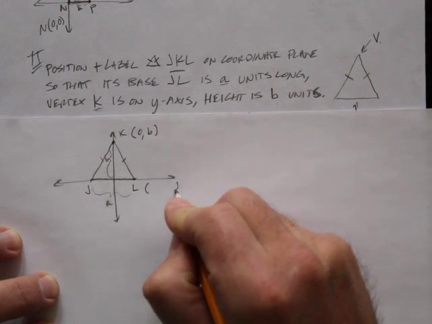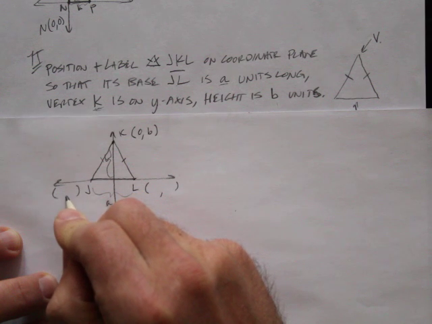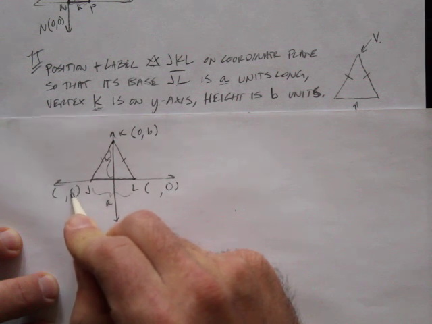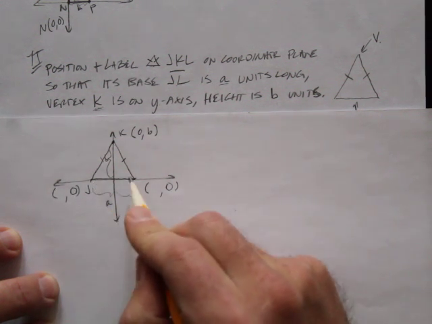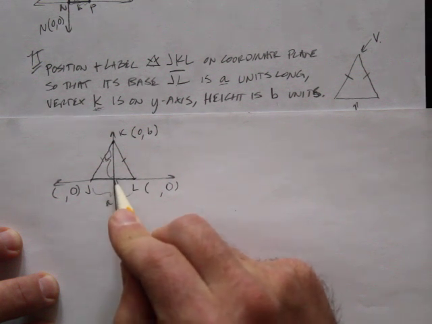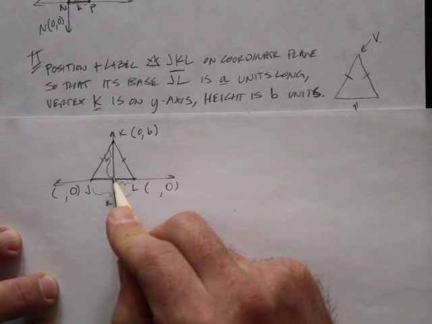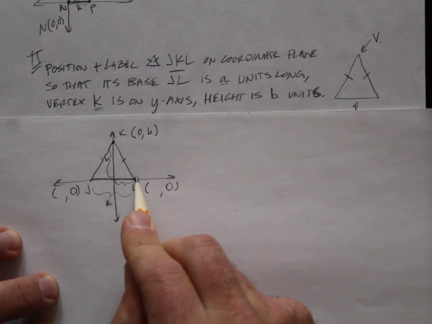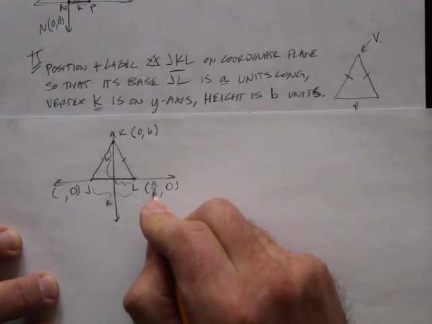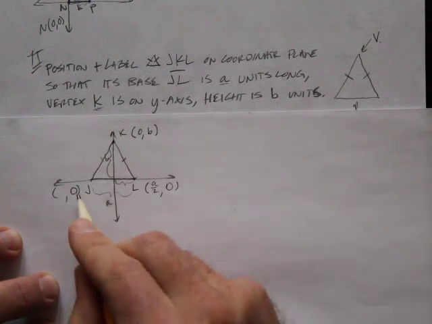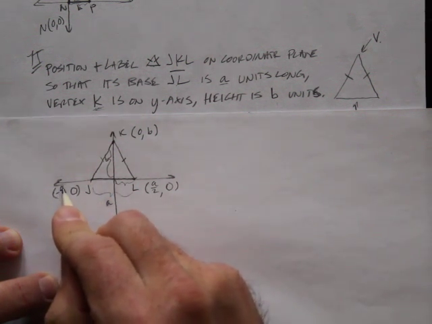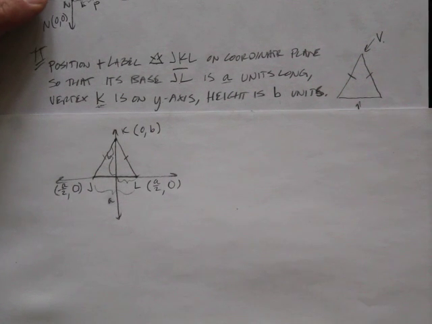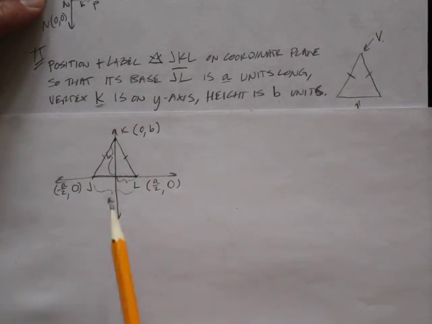Now L and J might be a little bit tricky, but I think we can do it. We know that the y value at both of these is 0. Now if JL is A units long, then I have to decide how far it is from the y-axis to L. It's half of A, so A over 2, or 1/2 times A. And on the other side, it's going to be negative A over 2. Ta-da! So that's what your U-Try should look like.